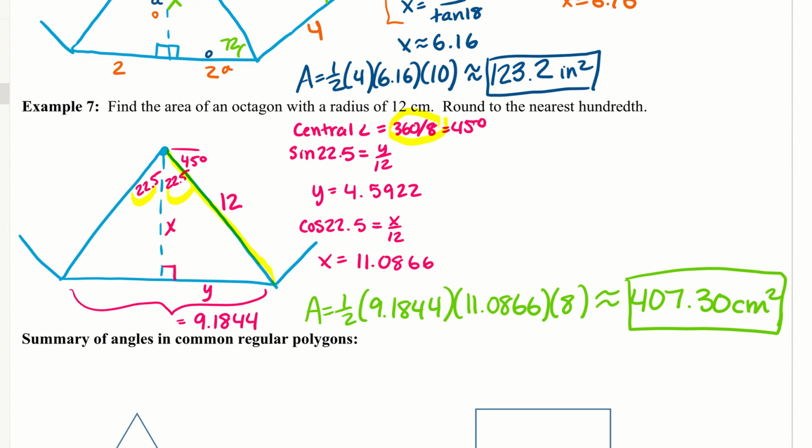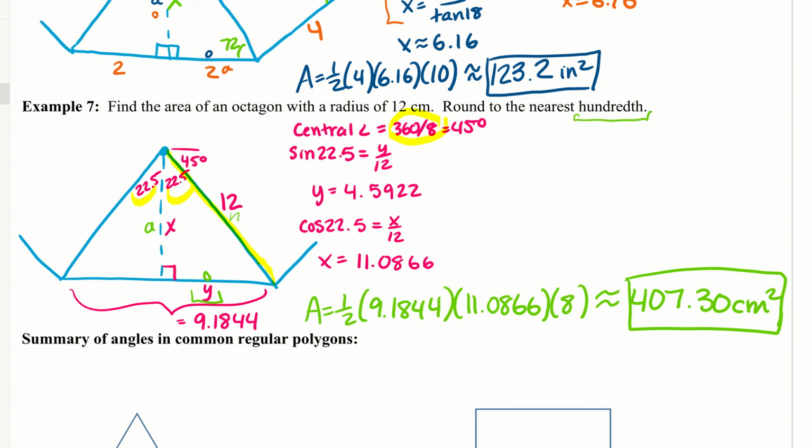So looking for the length of my side, or at least half of one of my sides, y, I used a sine function since y is opposite of 22.5 and h is my hypotenuse. So I did the sine of 22.5 equals y over 12, which gave me approximately 4.5922, and I always kind of take it 2 more decimal places than I want the answer to be, just so I have more accuracy.